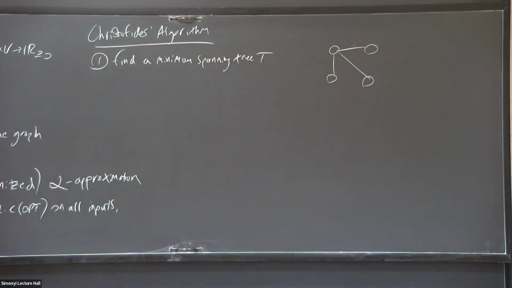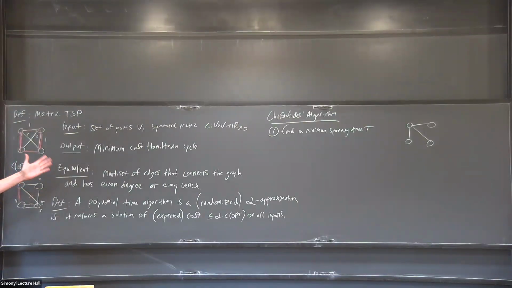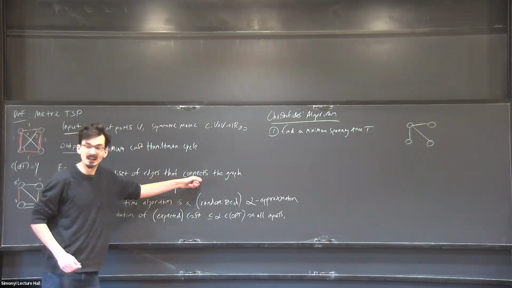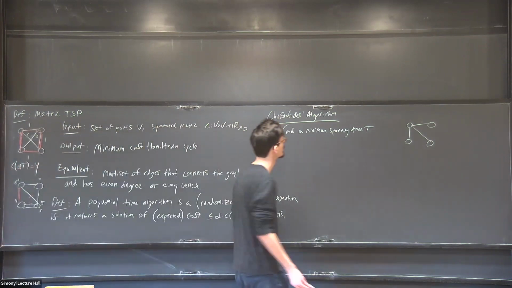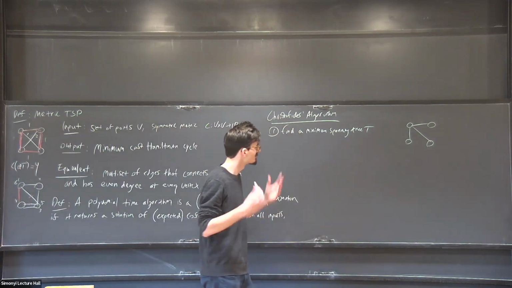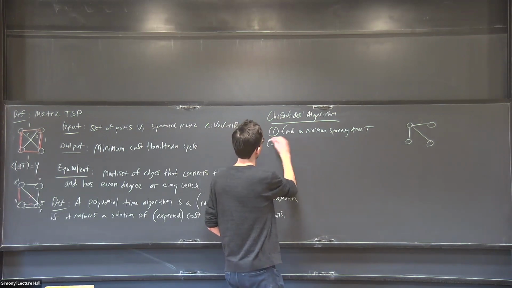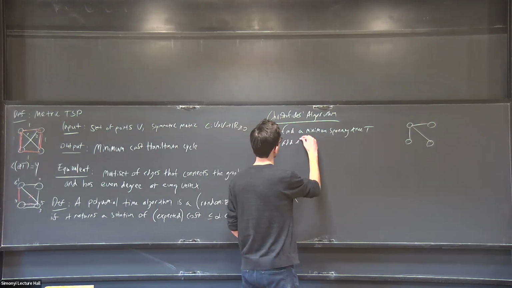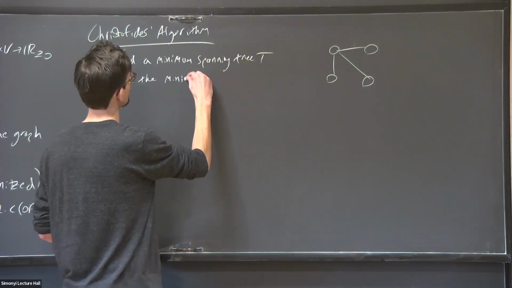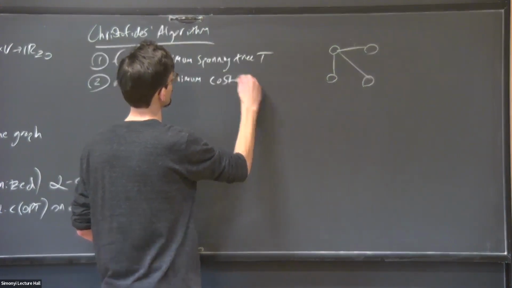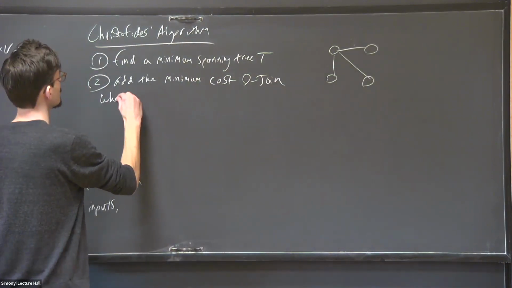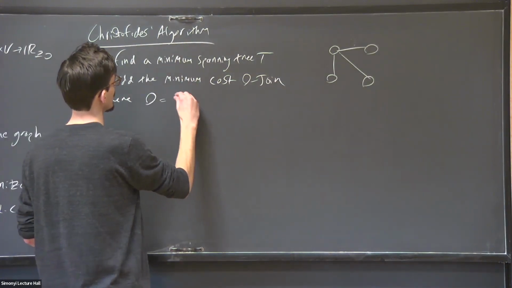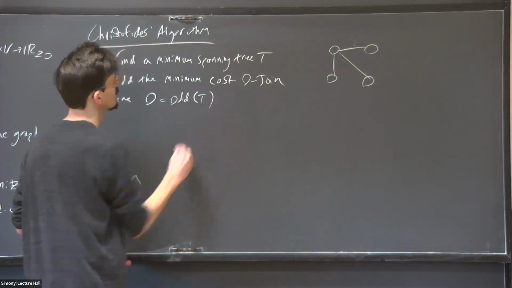Okay, now let's work with this definition. We want to have a set of edges that connects the graph. All right, we've done that. But we want every vertex to have even parity, right? An even number of edges in that subgraph. So let's fix that. Let's add the minimum cost O-join, where O is the set of odd degree vertices of T.